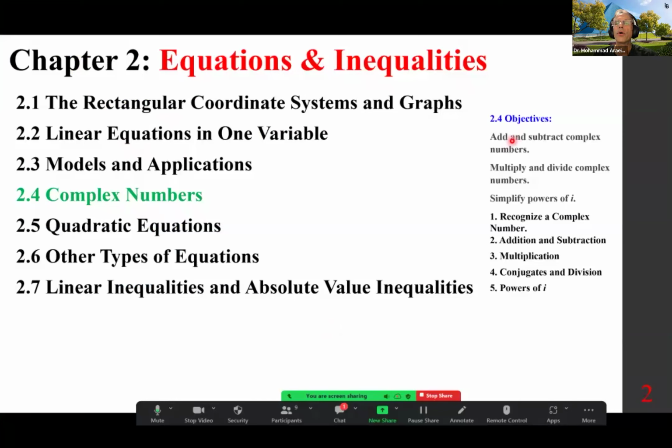So the objectives are: add and subtract complex numbers, multiply and divide complex numbers, simplify powers of i, recognize a complex number. Addition and subtraction, multiplication, conjugates and division, powers of i.